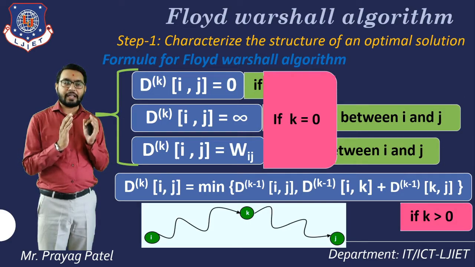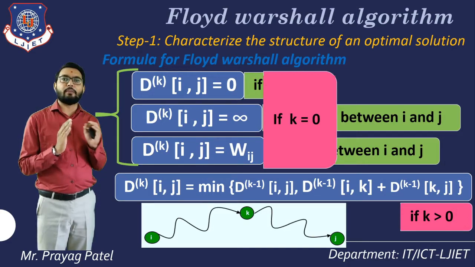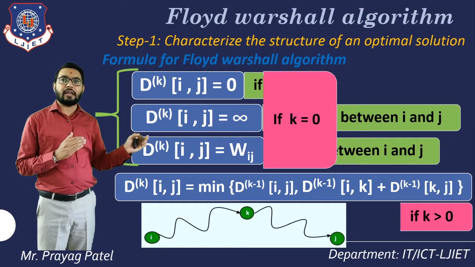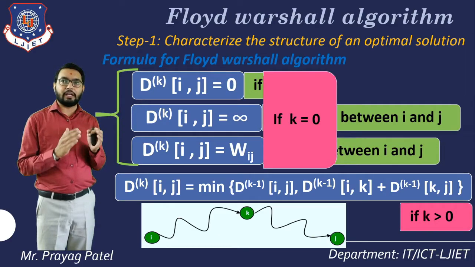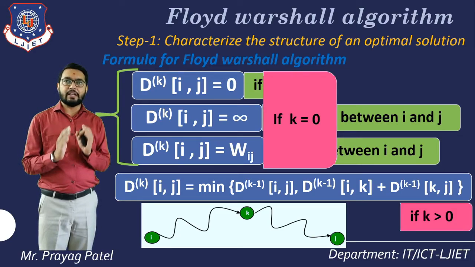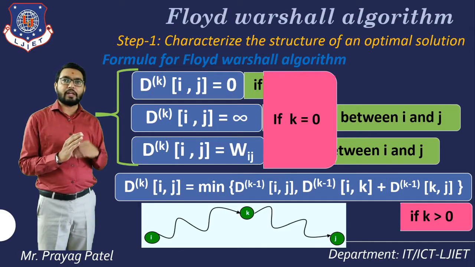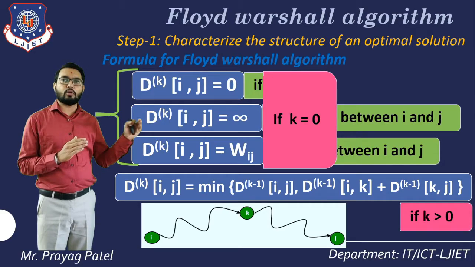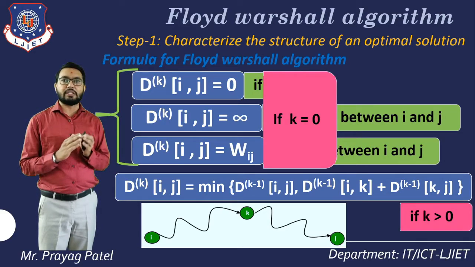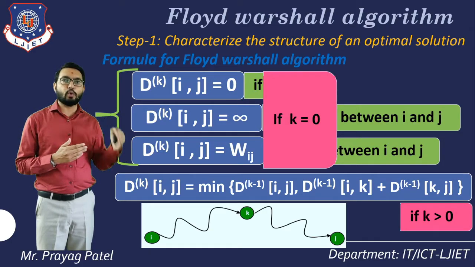So here consider k as a node number. k equal to 1 means node number 1. So for table 1, consider d1. Initially consider the table d0, then consider table d1. In table d1, what is our result? Result equal to d of k minus 1, meaning d of 0 i j, or the second part, which is the distance from i to k plus the distance from k to j.